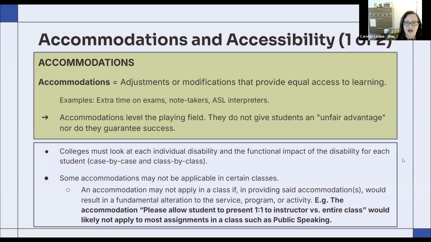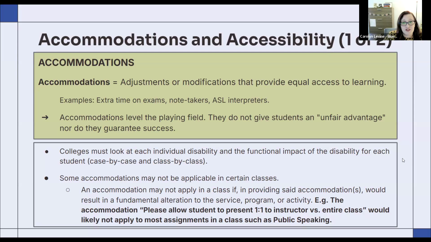Now, this might apply in a class, let's say, like a history class or an English class, where the student is being graded more on content versus their actual public speaking skills. So if you ever have a question, if you're not sure if an accommodation applies to your class, please, please, please ask me. I'm always happy to help with that.